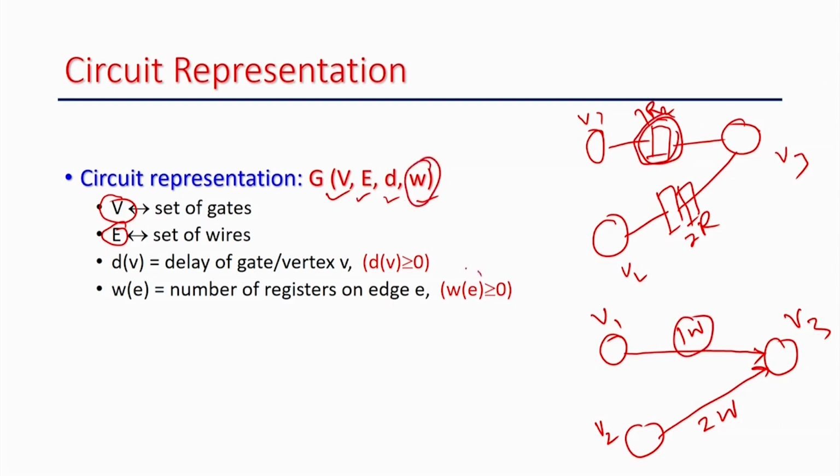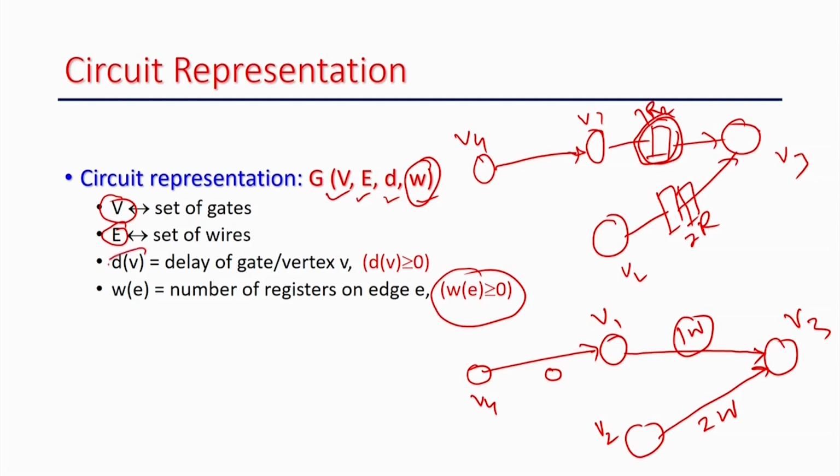For every edge there is an edge weight, and if there is no resistor in between, the weight will become 0. Suppose I have another gate here, say V4, and there is no resistor here, then the weight of this will become 0. So, I put a weight associated with each edge, and the weight is nothing but the number of resistors present between these two gates.